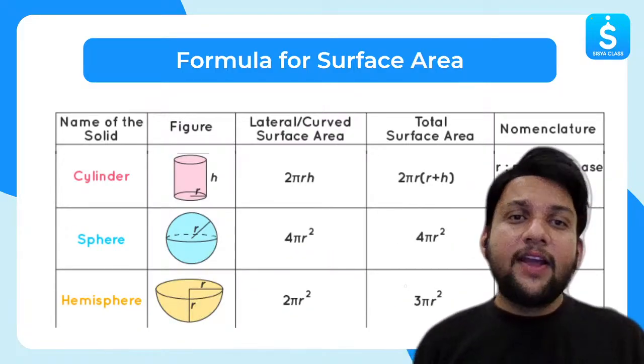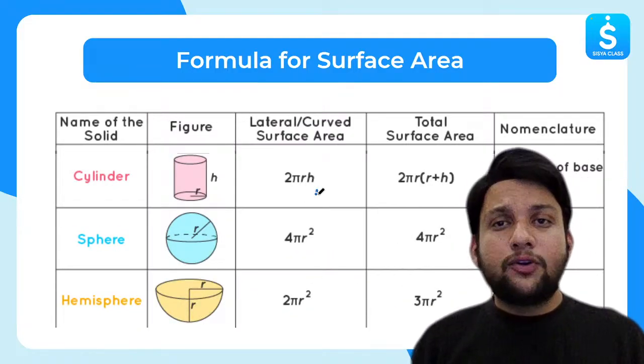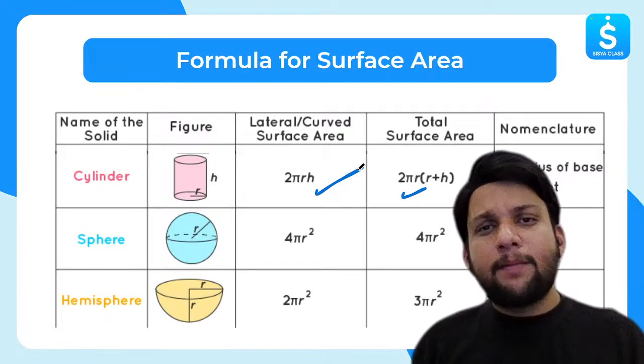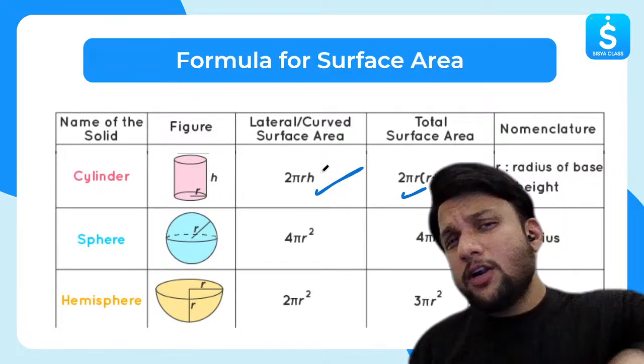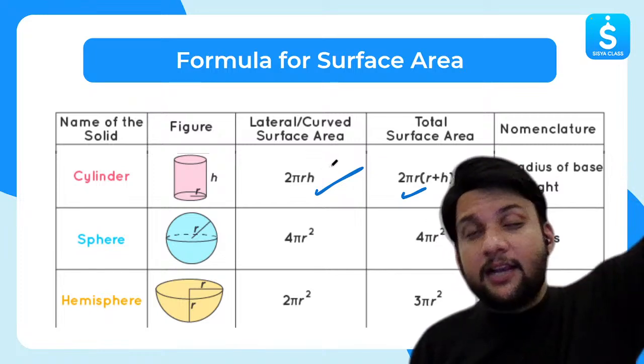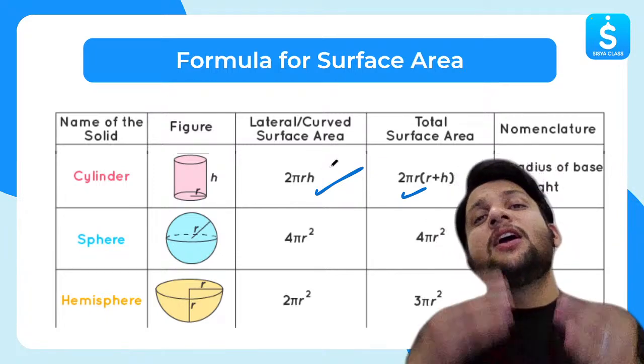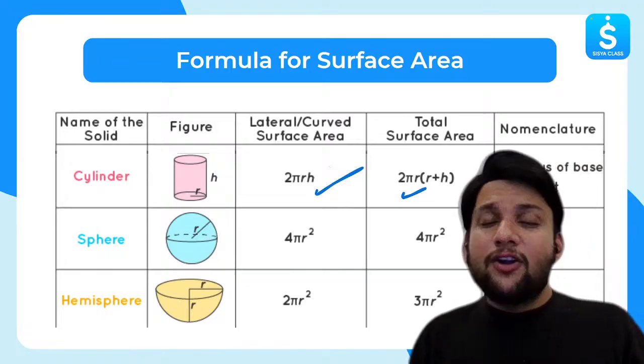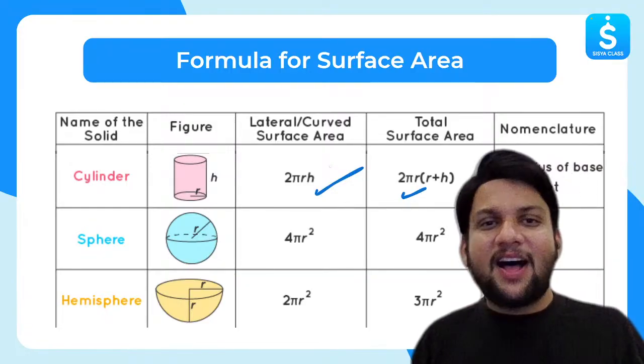Great. For a cylinder, we have LSA equal to 2 pi RH and TSA is 2 pi R times R plus H. Again, same thing, 2 pi RH is the lateral surface area. If I include top and bottom, top is also a circle, bottom is also a circle. That is 2 pi RH plus pi R square plus pi R square, or 2 pi RH plus 2 pi R square. 2 pi R I will take common, multiplied by R plus H.